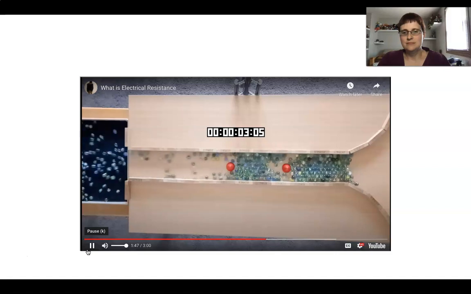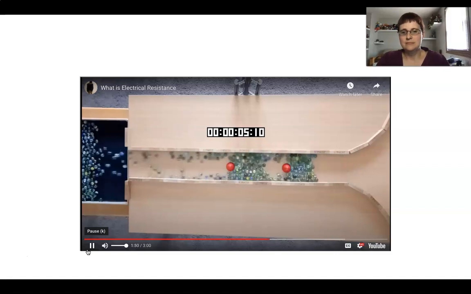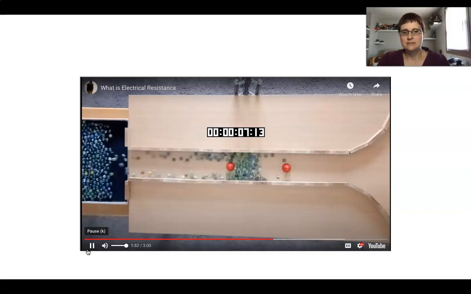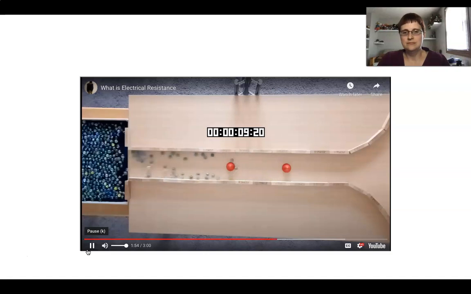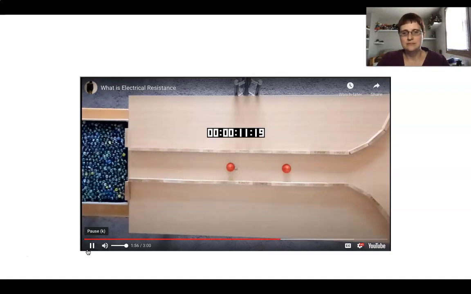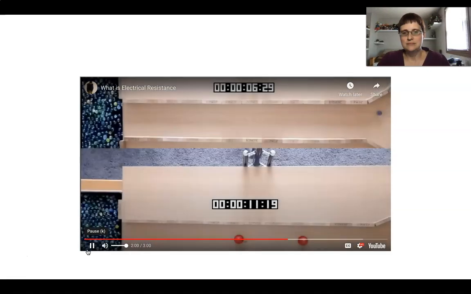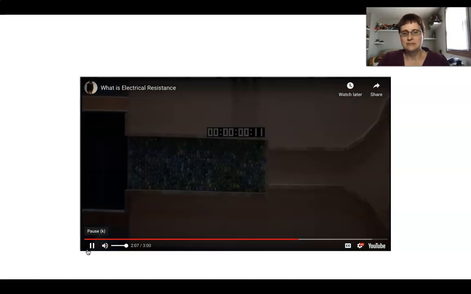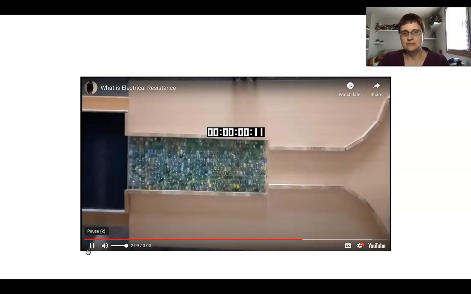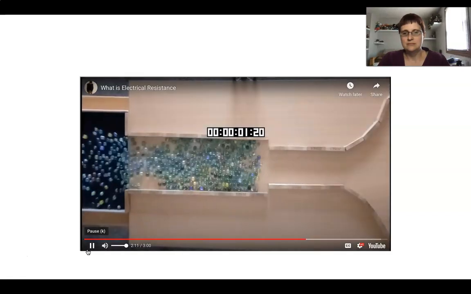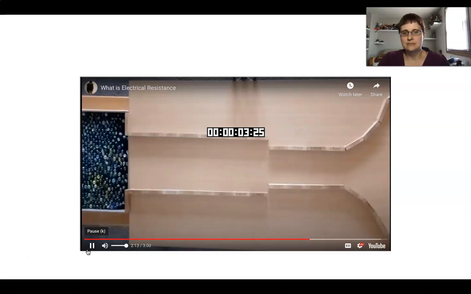We have increased the wire's resistivity by adding in obstructions, just like a material's lattice structure. The electrons collide with these obstructions, impeding their flow. This time, they took 11 seconds to pass through the wire. We have decreased the current by increasing resistance. Now, let's increase the area of the wire. This only took 3 seconds. The electrons have more room to move.